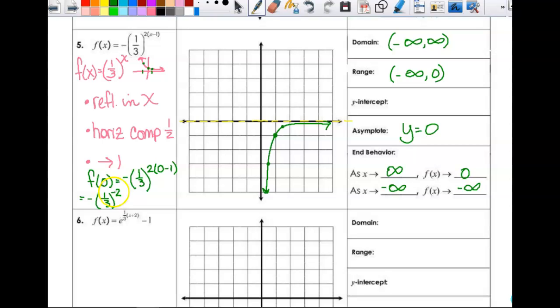What does the negative do to the 1/3? It turns it into what? 3, right? It's the reciprocal. So the negative makes it 3, and when you have 3 squared, what's that? 9. So this is just -9. So your y-intercept is at 0, -9.